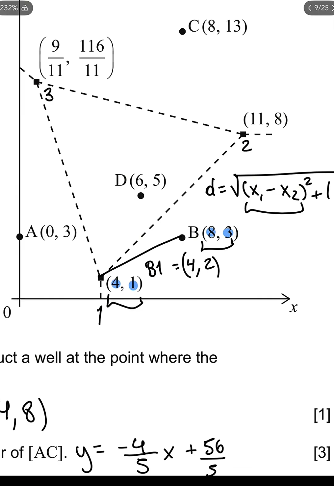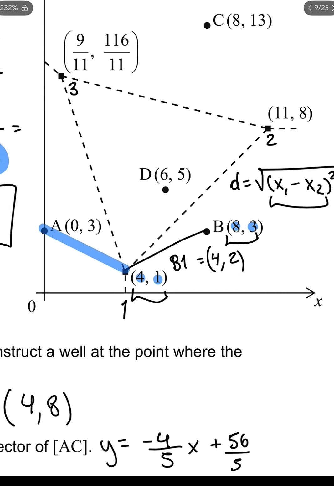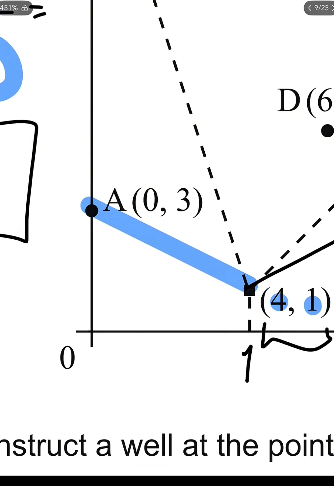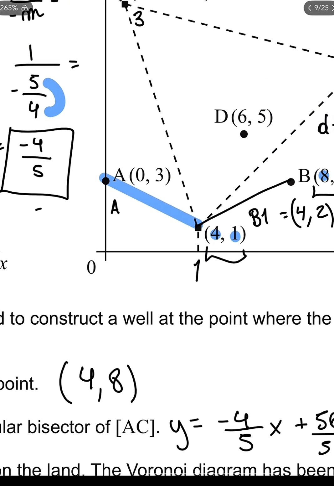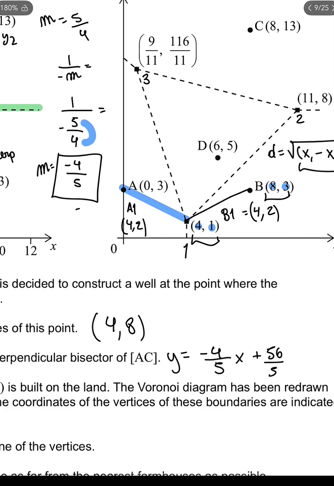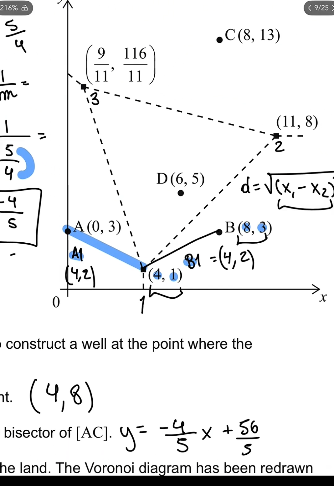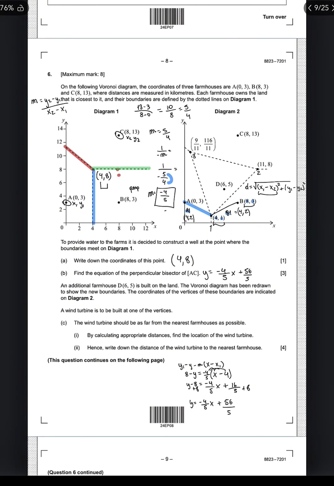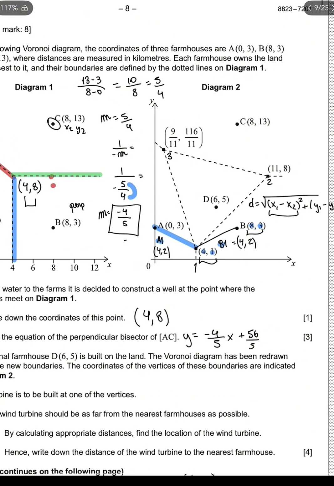So the distance between A and A1 is when my x value is 4 minus 0, which is 4, and my 3 minus 1, which is 2. So I can see that the distance between A1 and B1 would be the same, right? They have the same distance, right? But we want to see the one that is far from the nearest farmhouse.